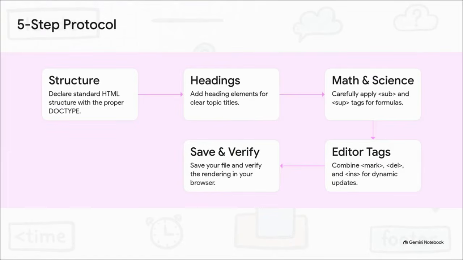All right, let's wrap things up with Section 4, the execution protocol, and our final challenge. So how do we put all this together? To secure top marks and write perfectly standard-compliant code, just follow this 5-step protocol. Start by declaring your standard HTML structure with the proper doctype. Never skip that. Then add heading elements so you have clear topic titles. Next up, carefully apply your sub and sup tags for any of those math or science formulas. After that, methodically combine your mark, del, and ins tags for those dynamic updates we talked about. And finally, save your file and verify the rendering in your browser. Methodical execution is totally the secret sauce here.